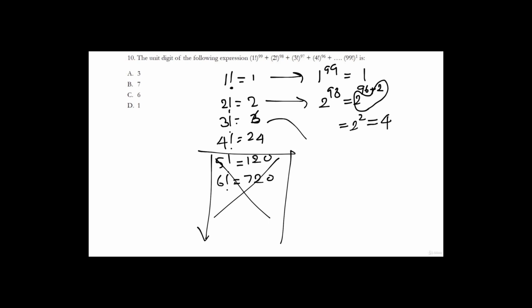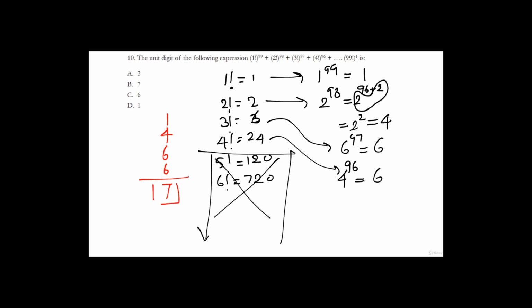6 power anything, we know, will end in 6. And 4 power 96, 4 power an even number will end in 6. So these are the unit digits that we are supposed to consider. So the unit digits here are 1, 4, 6 and 6. When we add this, we get 17, and the unit digit of that sum is 7. So the unit digit of this expression is equal to 7, which is option B.